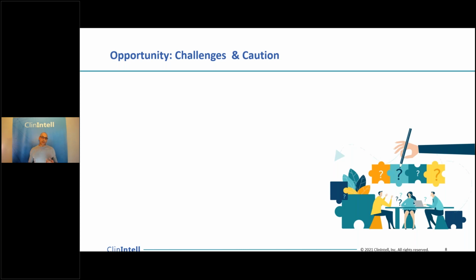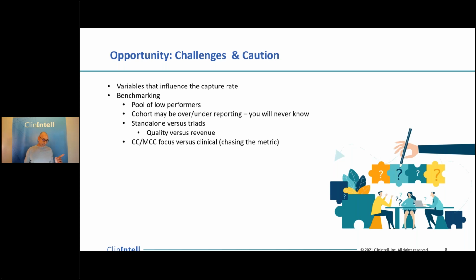So there are some challenges and cautions that you should always think of, all right? First and foremost, there are variables that influence your capture rate. There are some known variables, there are some unknown variables. Some unknown variables may be things like, what's the scope of your CDI program? What's the size? What's the skill level, etc. You don't know any of that based on who you're benchmarking against. And when you're benchmarking, always remember, if you recall our webinar on benchmarking, we said you may be benchmarking against a pool of low performers. You'll never know. You may be looking at the best of the lowest performers as your hero because you don't have a firm understanding of how they're performing at their organization. In addition, you may be benchmarking against somebody that's over-reporting, and that's MCC/CC driven, all right? And so now they become your goal or your benchmark, so always be wary of that.